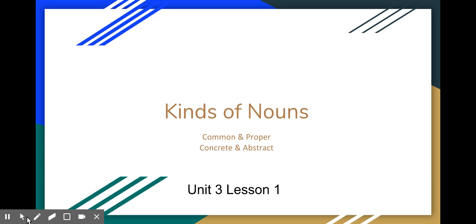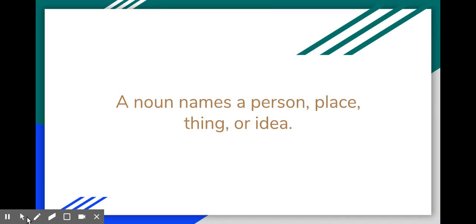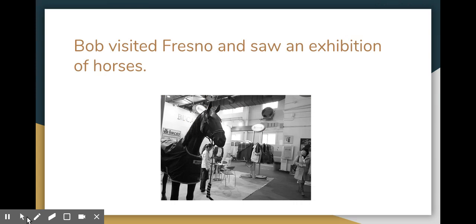And tonight, we're going to take a look at kinds of nouns. There are common and proper, and there are concrete and abstract. Okay, so just hang in there with me while I explain, and we're going to do some guided practice. So, obviously, a noun names a person, place, thing, or idea. You've been hearing that since you were probably in first grade.